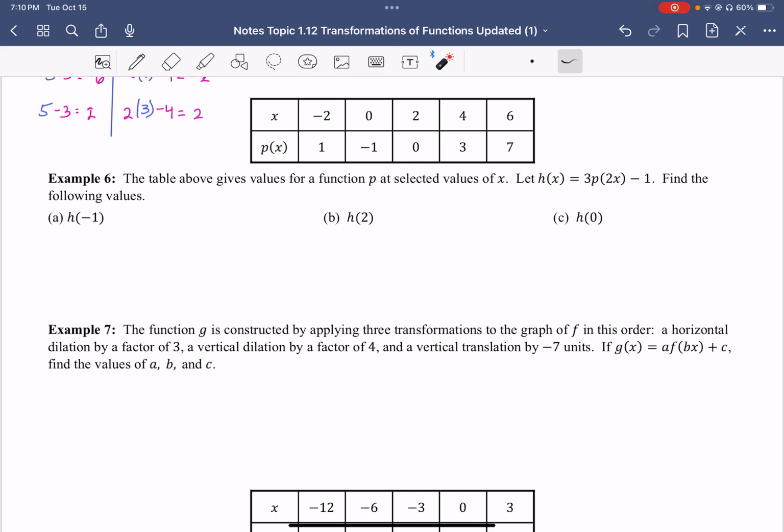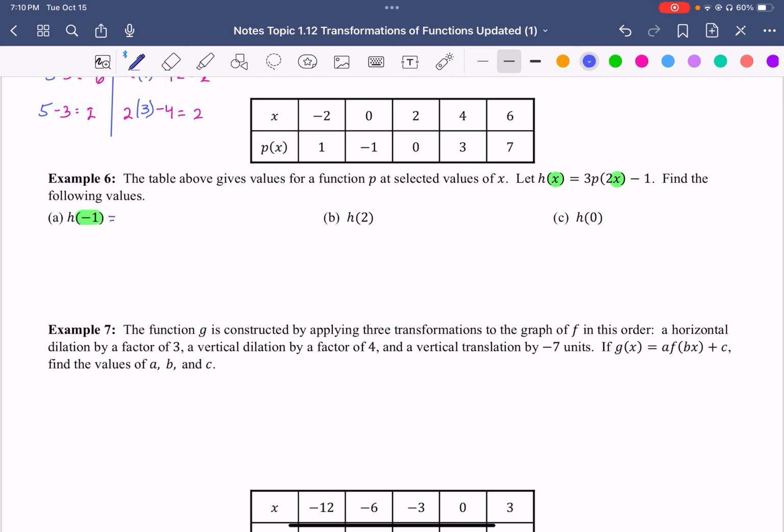Find the following values. A says find h of negative 1. Okay, so first I want you to realize that the table represents p of x and this function represents h of x. They want us to find h of negative 1. Okay, h is in the equation. So what I'm going to do is evaluate the function at negative 1, meaning all the x values I need to plug in a negative 1.